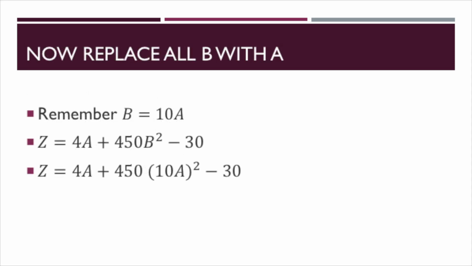Now our equation has still got a and b in it. And remember, we want to leave ourselves with just a. So remember that b equals 10a. So we say z equals 4a plus 450b squared minus 30. And we're going to replace b with 10a. So we have z equals 4a plus 450 times 10a, that whole quantity squared, minus 30.